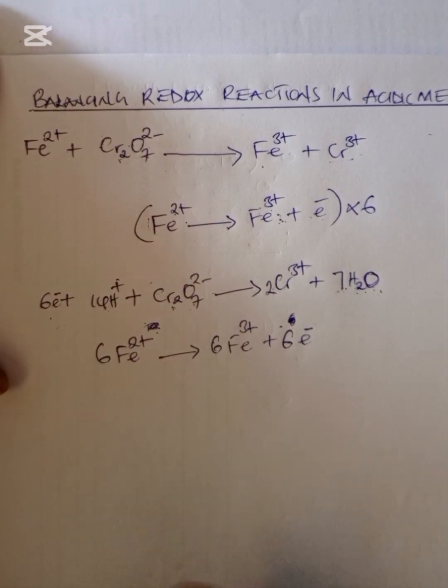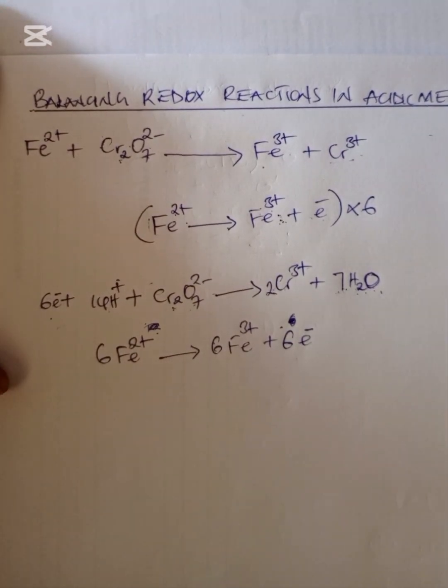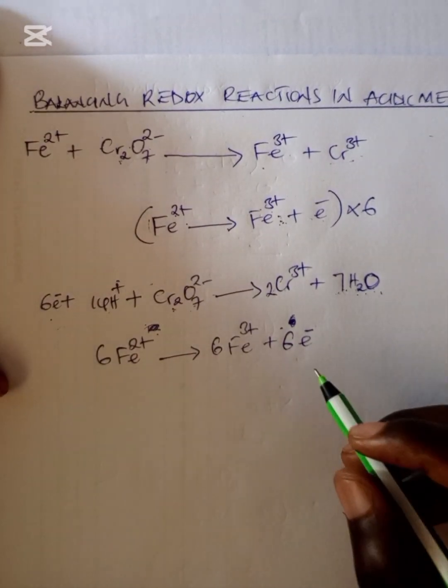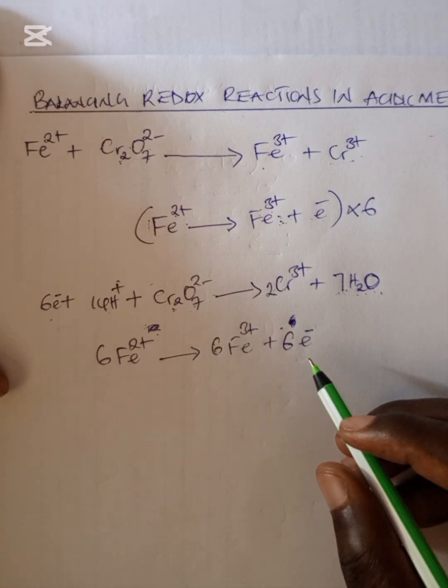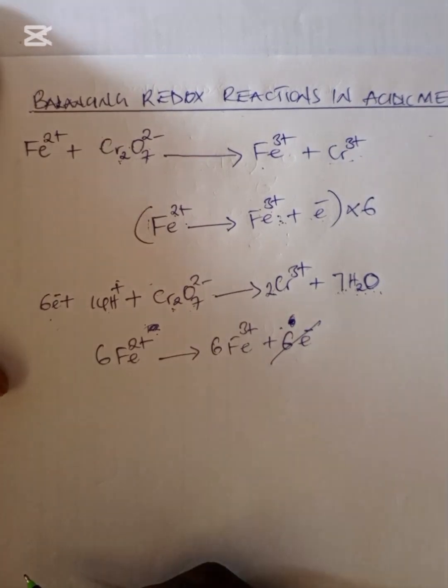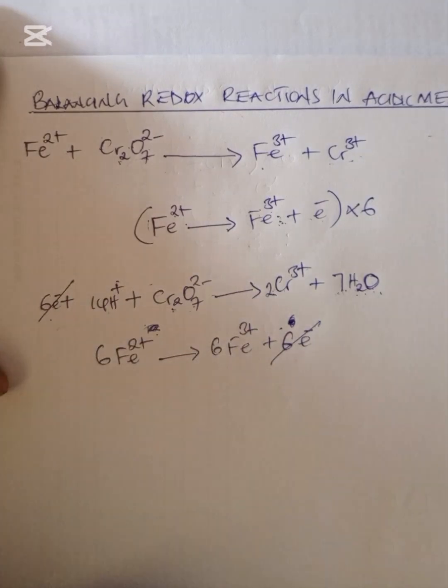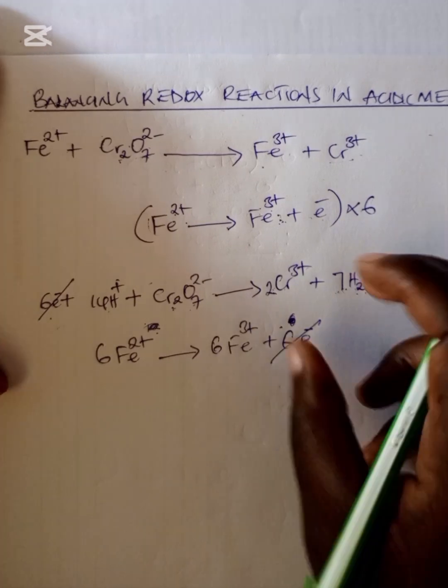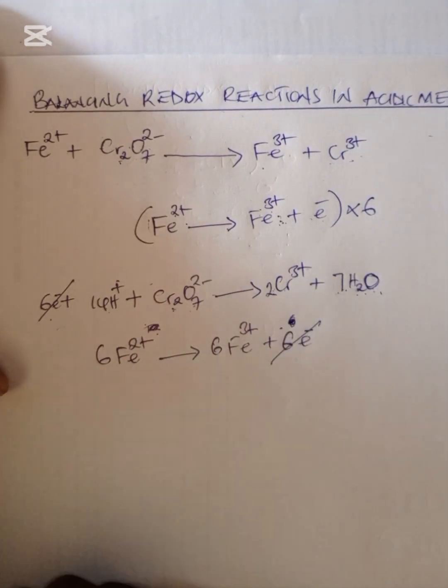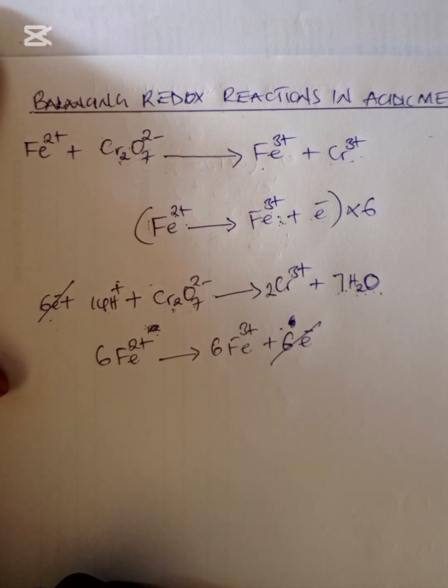After that, you need to make sure that you cancel the electrons. What we have here, we have 6 electrons, so you cancel them. You also cancel the 6 electrons there. So in the end, what you have is this left and also this. What is going to happen is that you're going to combine the two equations.